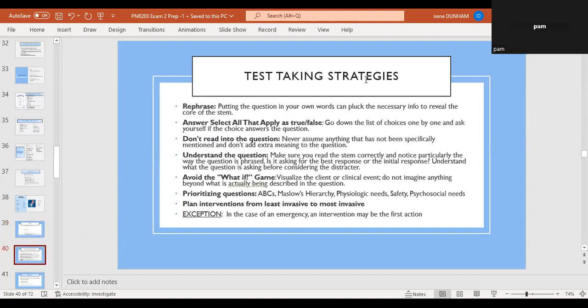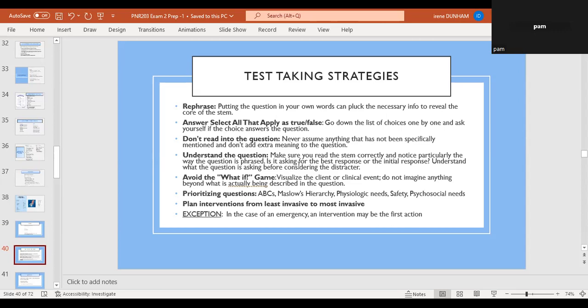Now, these are kind of test-taking strategies. So again, I always say, ask yourself, what's the question asking me? Okay. So put the question in your own words. You can pluck the necessary information to reveal the core of the stem. You know, again, what is that saying? What's the question asking me? Don't read into a question. Don't make your own question out of that question. Okay. Just answer what they're asking you. Okay.